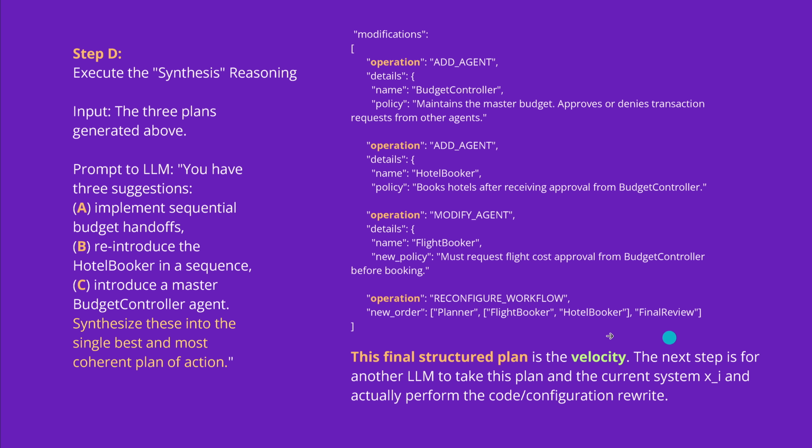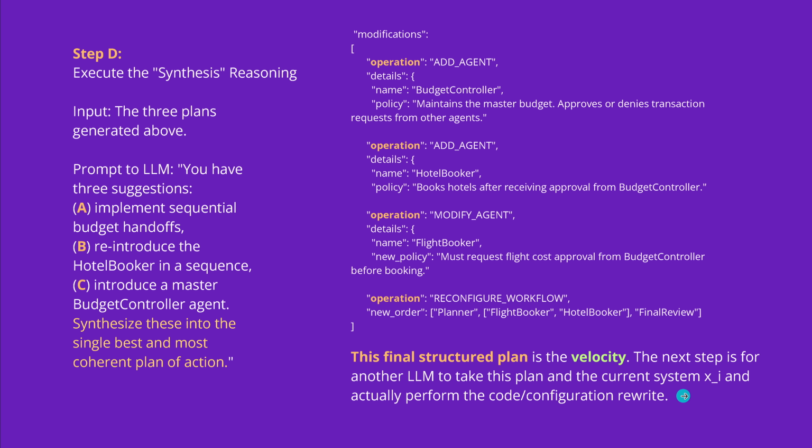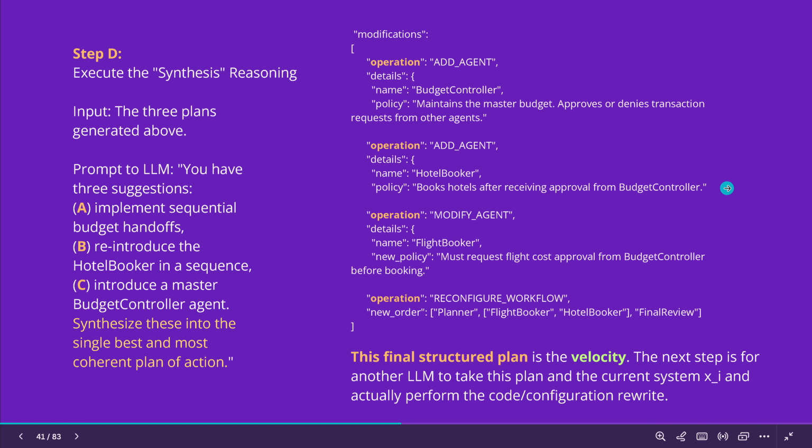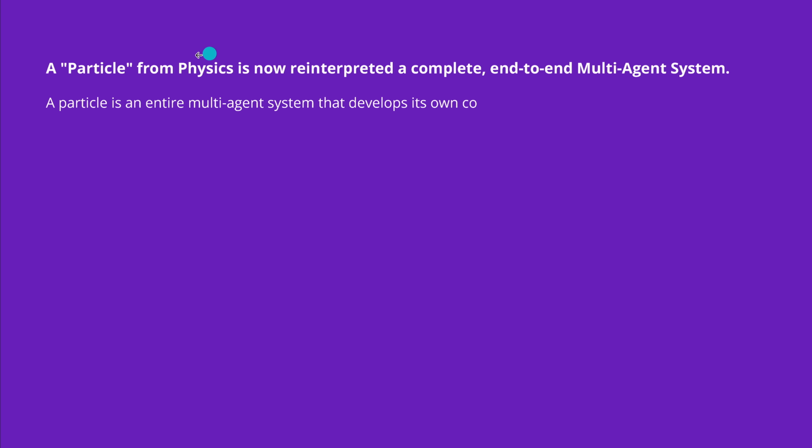We say the next step is for another LLM to take this plan, the current system, and actually perform here the code or the system configuration rewrite. Test it, get the performance, analyze the reasoning traces, see or assume where the error happened, and try to optimize here the control flow. Now, I personally found that there's a kind of sensitivity to the initial system conditions. But at first, it still makes me crazy. You know, a particle from physics is now reinterpreted as a complete end-to-end multi-agent system that has its own configuration dynamics over time. This is not a particle, but okay.